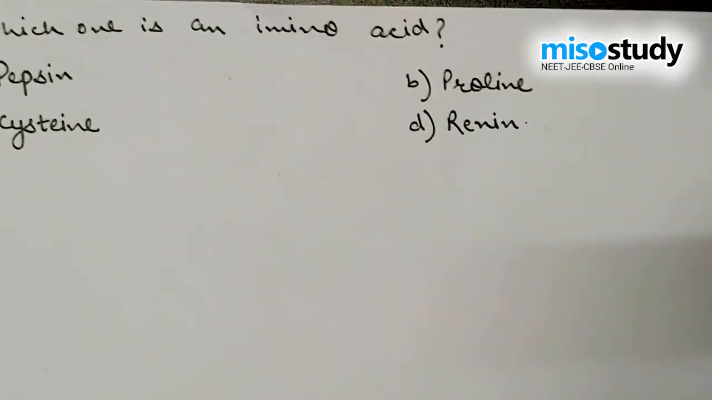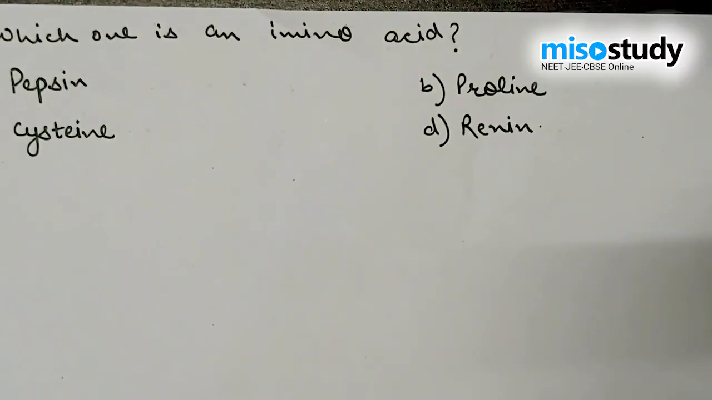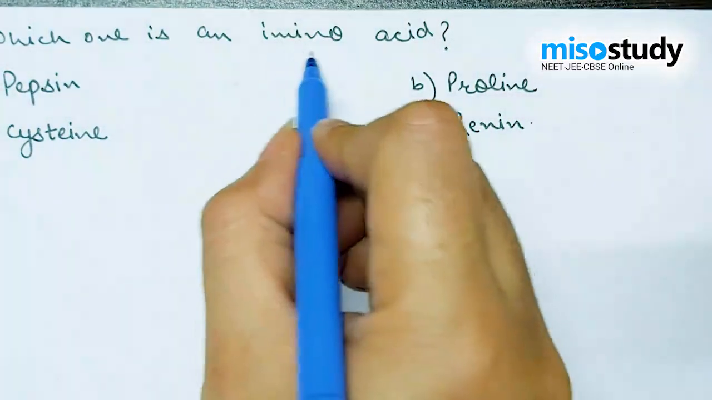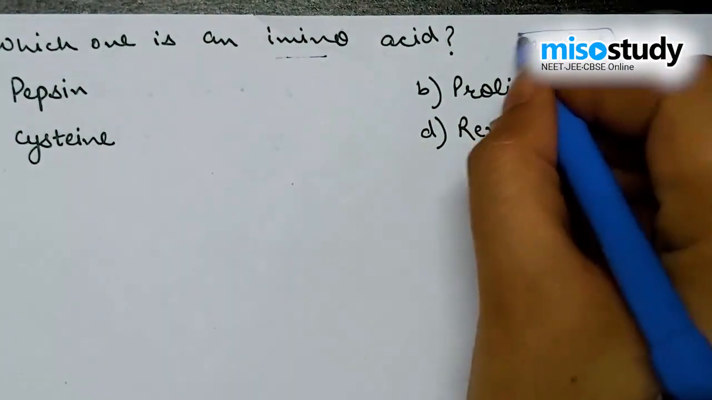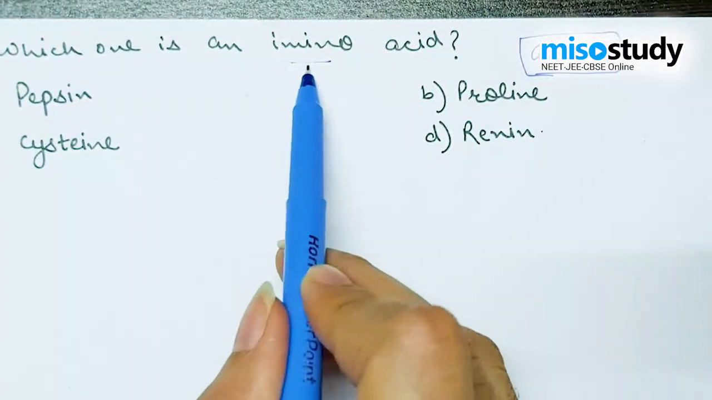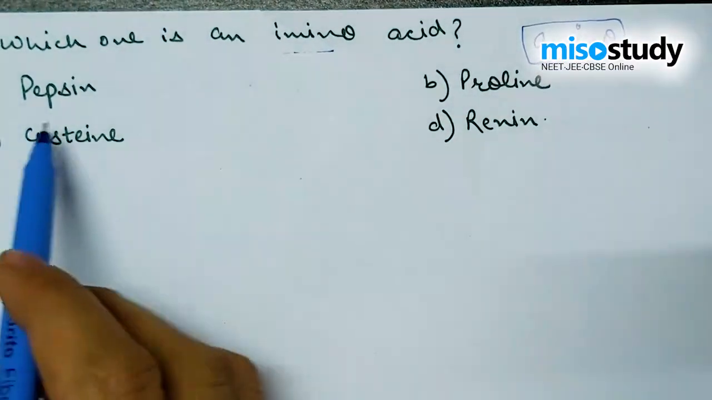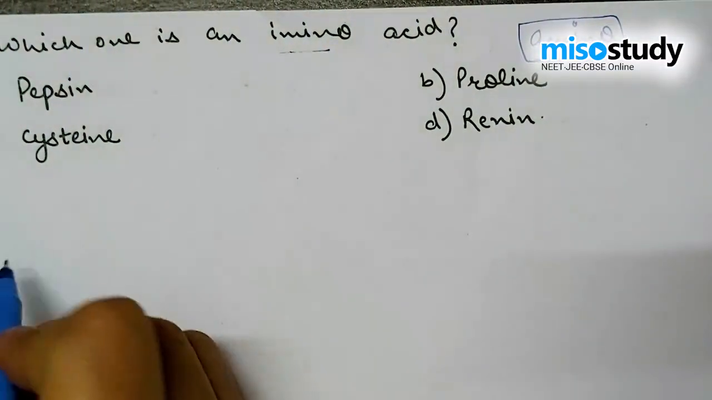Next one is, which one is an amino acid? As we all know, we discuss the amino acid, which is the basic unit of protein. But in this question, the options are A pepsin, B proline, C cysteine, and D rennin.